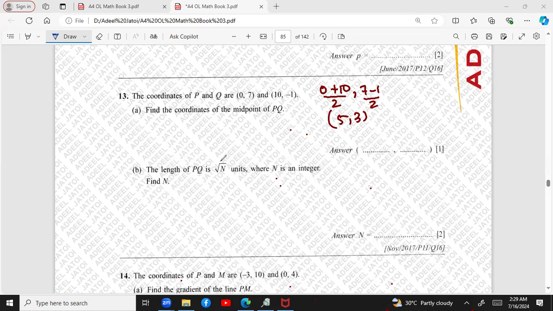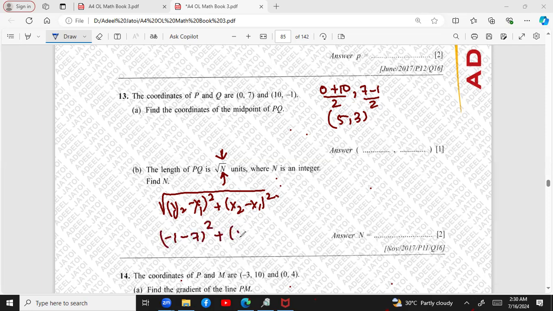So this is very simple. Obviously, you don't have anything outside the bracket. So you just need to write down whatever there is in the bracket of the formula. So y2 minus y1 whole square plus x2 minus x1 whole square, right? So what we need to do is y2 is minus 1, minus 7 whole square, plus 10 minus 0 whole square, under root. Minus 8 whole square plus 10 square, under root.